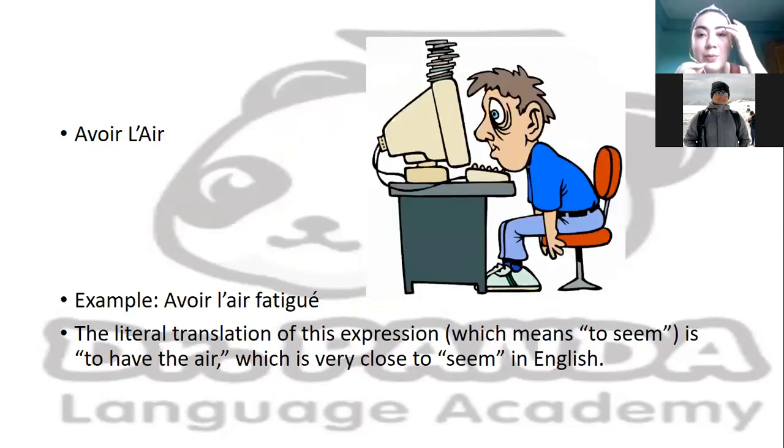And then next idiomatic expression we have avoir l'air. Avoir l'air in Tagalog means hitsurang, for example, hitsurang pagod, hitsurang gutom. So when you look tired, you can say avoir l'air fatigué. The literal translation of this expression, which means to seem, is to have the air, which is very close to seem in English. So if you seem tired, you can say avoir l'air fatigué. By the way, fatigué means tired in French.